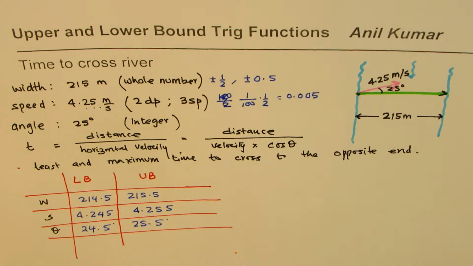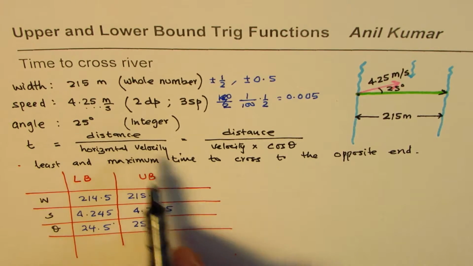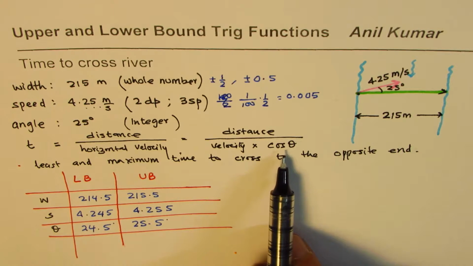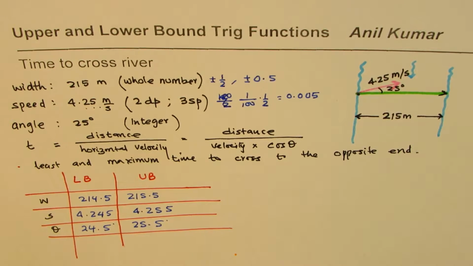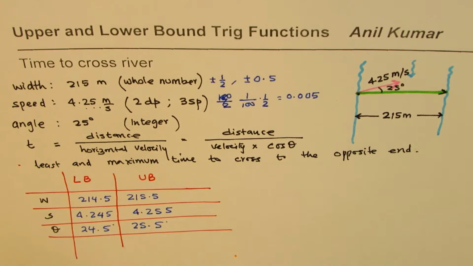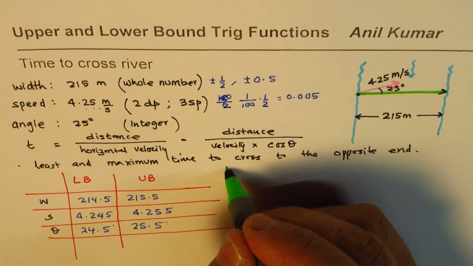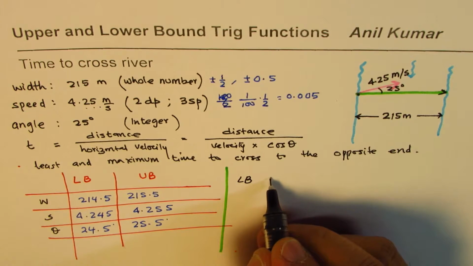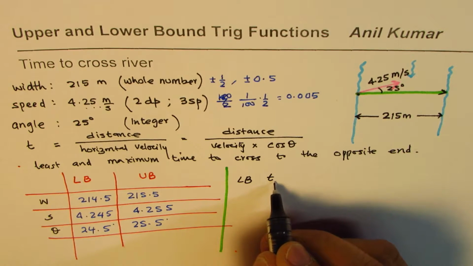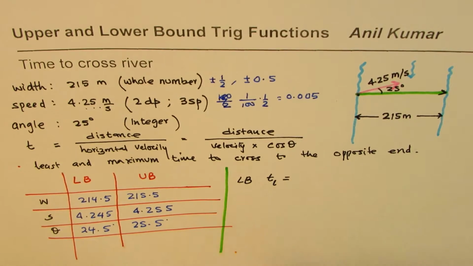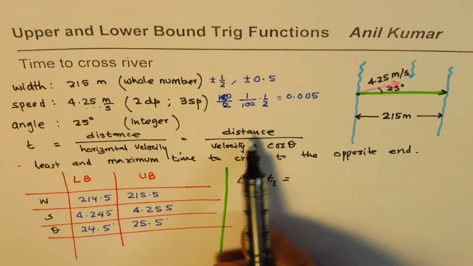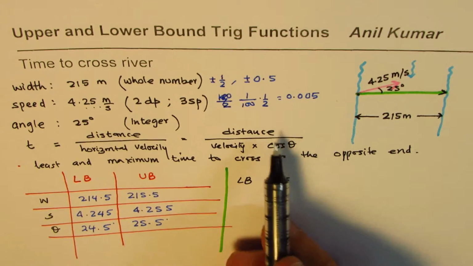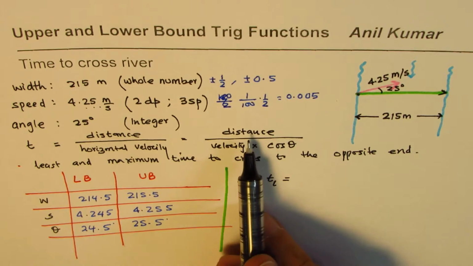Now, what you need to understand here is that the time taken is distance over velocity times cos theta. Now, cos theta is coming in the denominator. So let's calculate the lower bound. So we want lower bound for time. Let's say that TL is equal to. Now, numerator should be the least, so we want this value to be lowest. Is that okay? So lowest value will be lower distance.